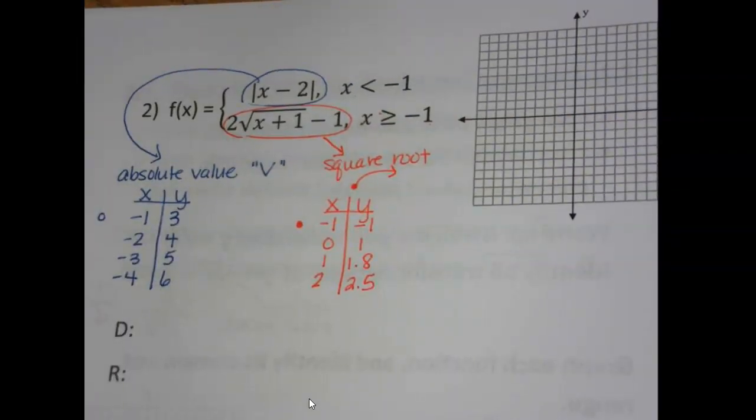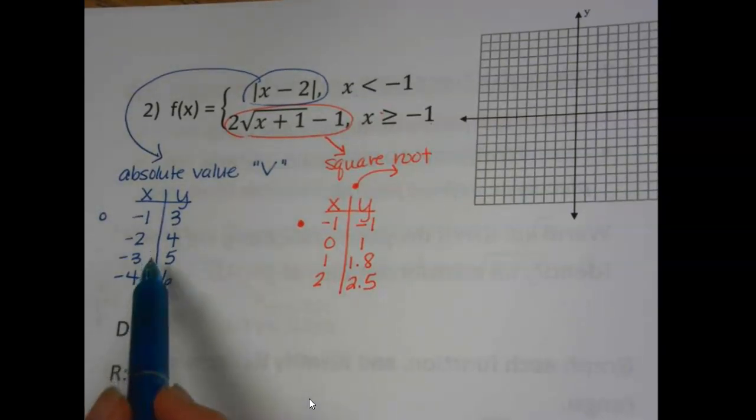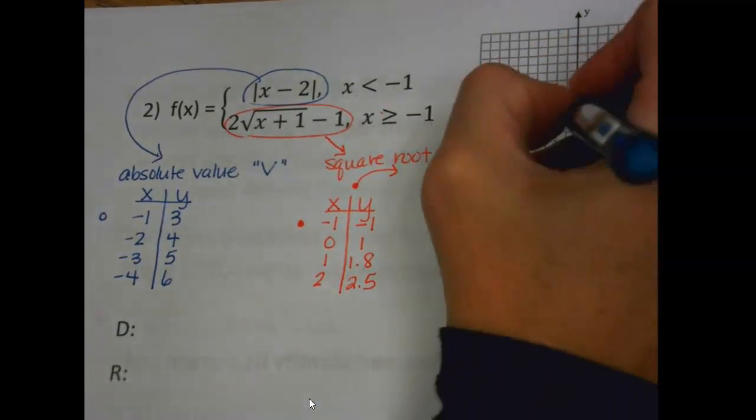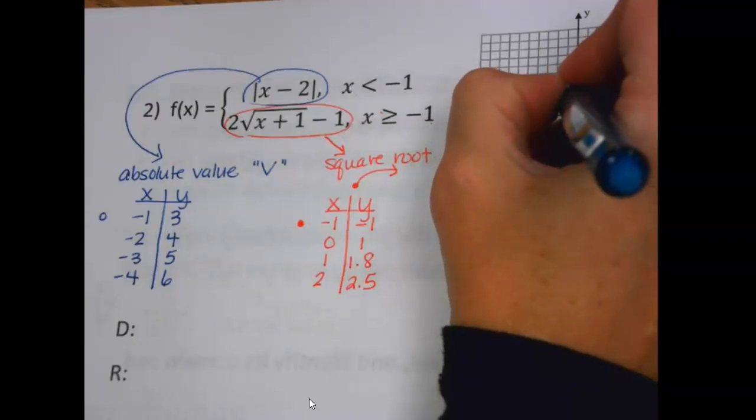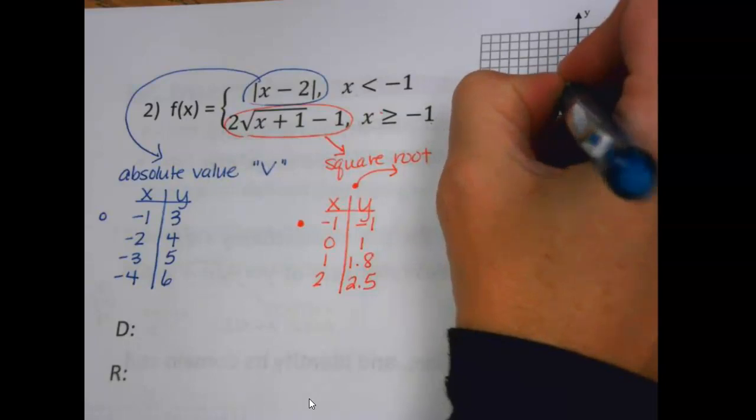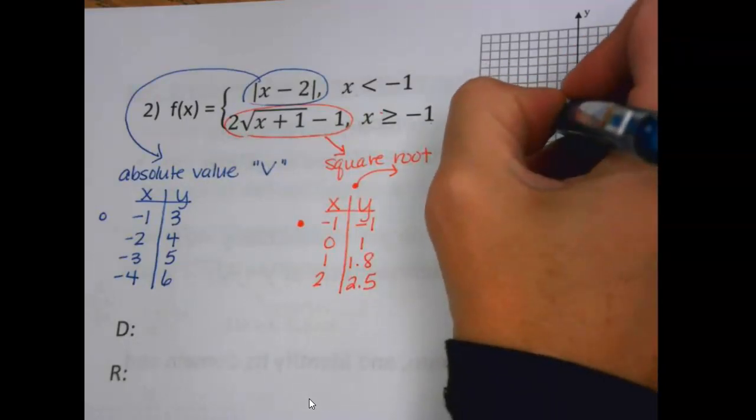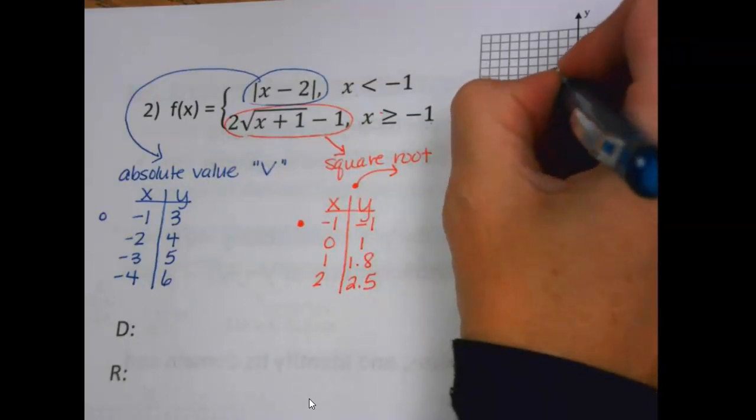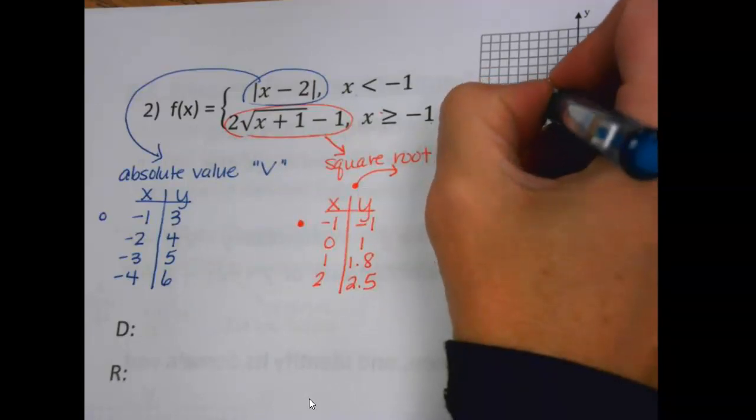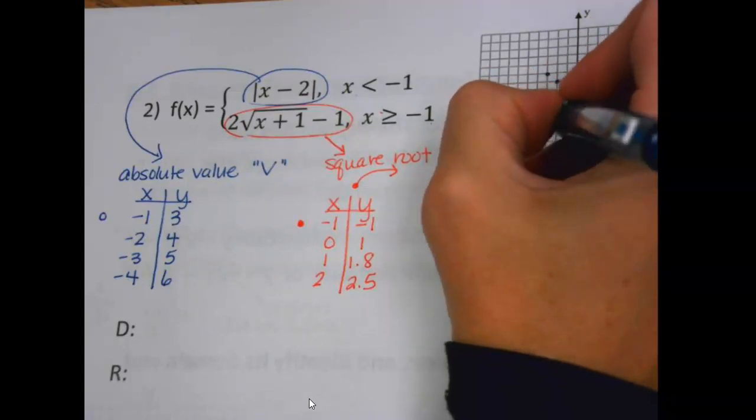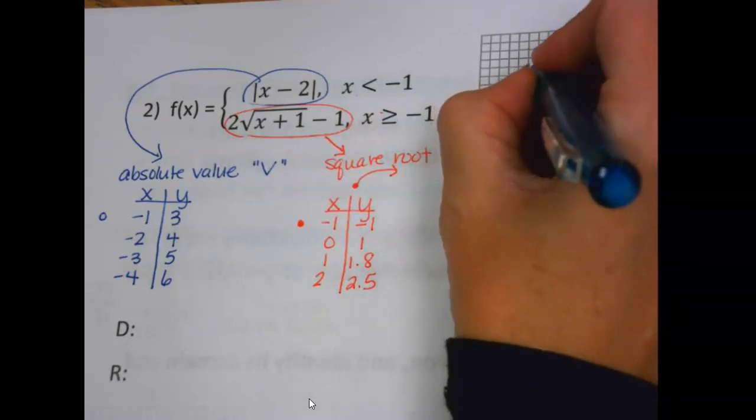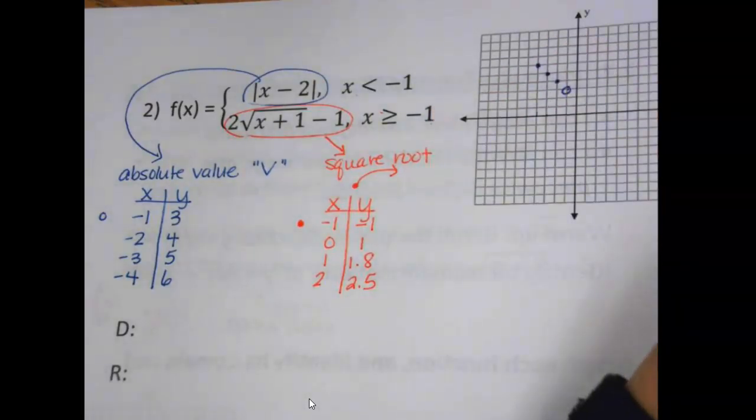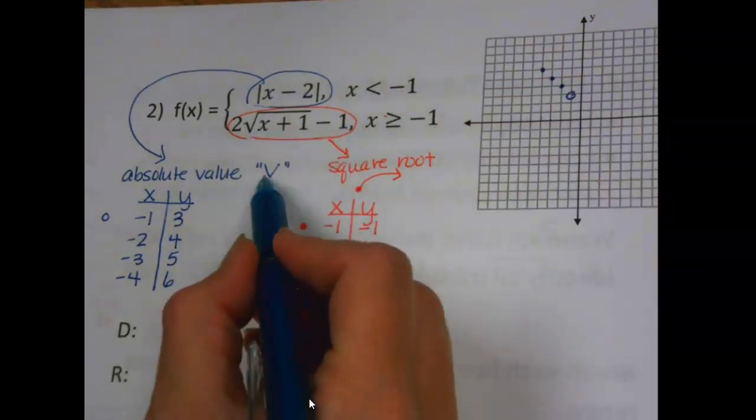Okay, so when I go to graph this absolute value, I'm going to graph the points -1, 3, and that was an open circle, -2, 4, -3, 5, -4, 6. All right, now that to me looks like a line, but I was expecting a V.